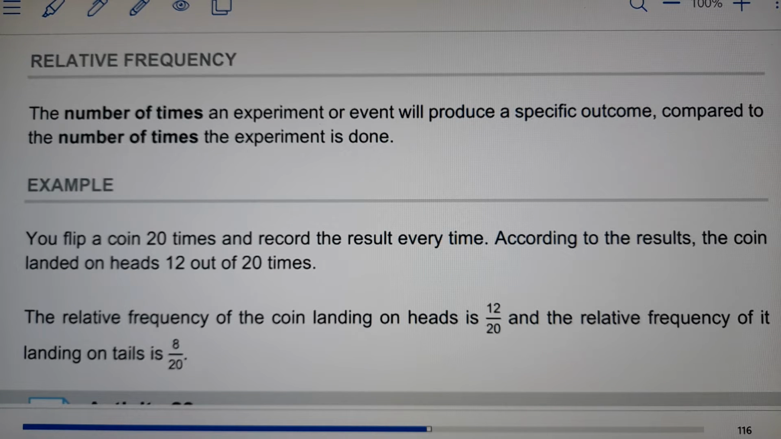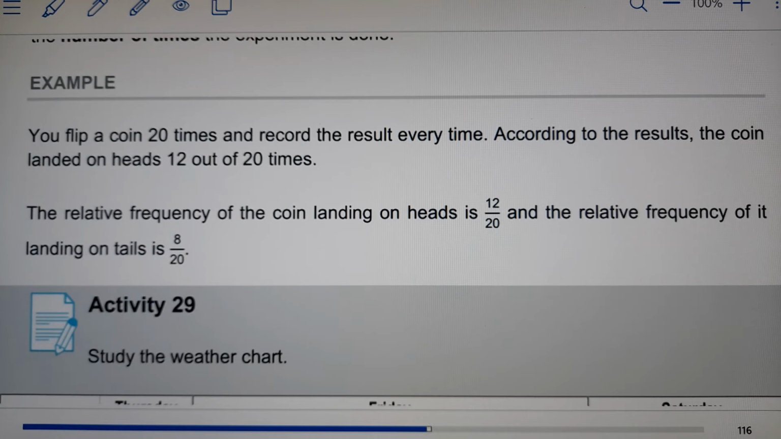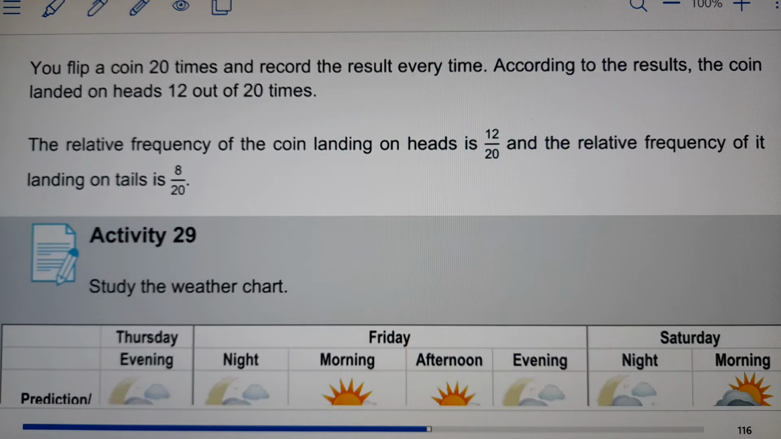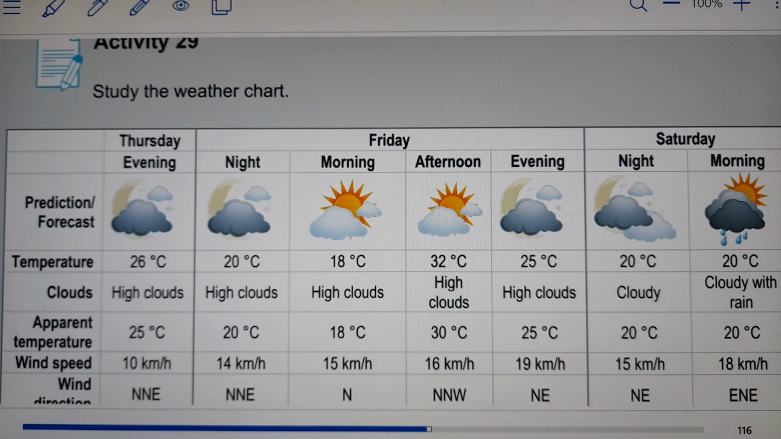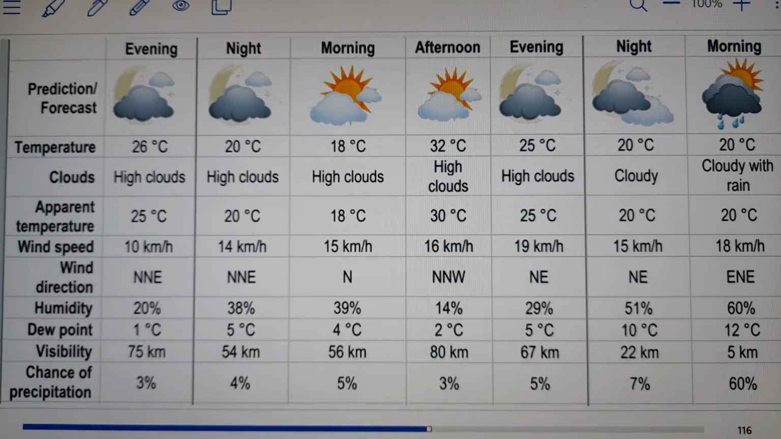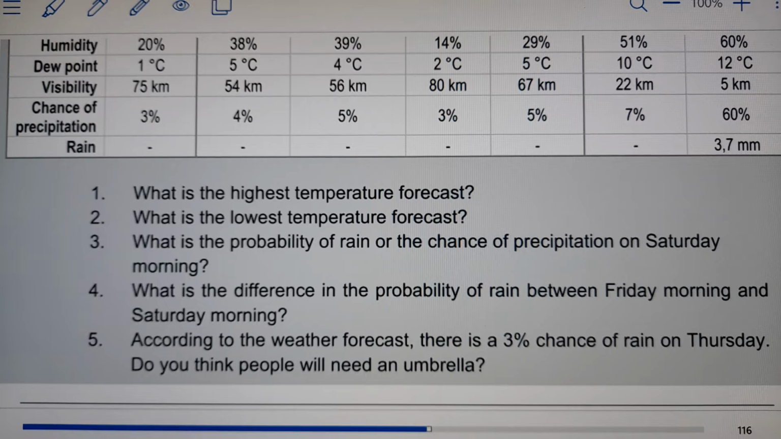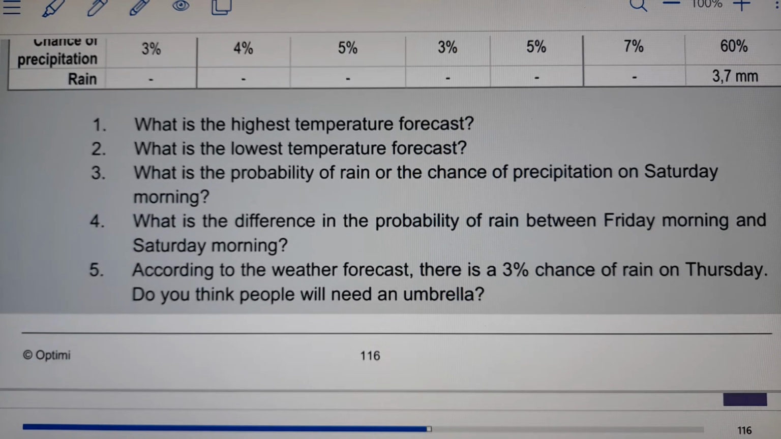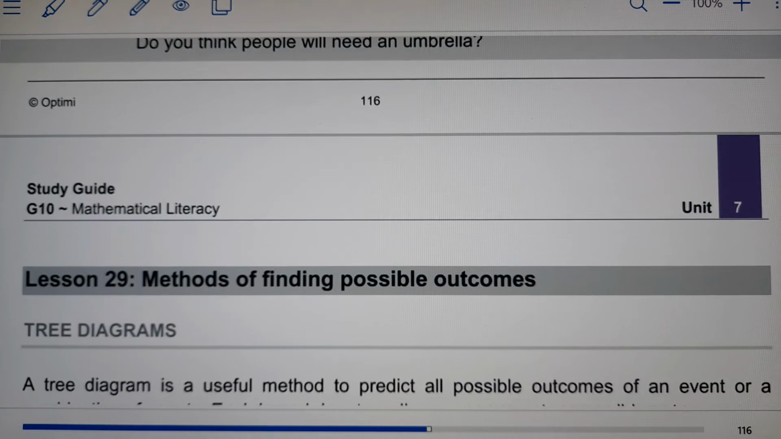Okay, so we just go straight to the activity with this one. So we have activity number 29, and you can answer activity number 29. It's not a problem, but I will continue with my lesson.